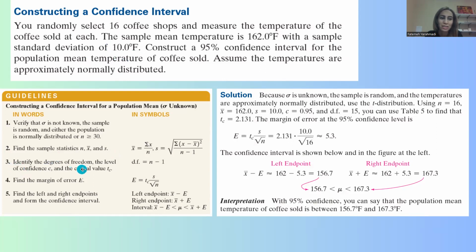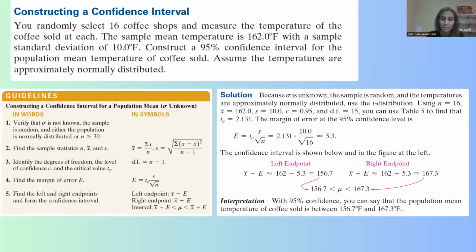Step 3, identify the degrees of freedom, the level of confidence, and the critical value, T sub C. Well, the degrees of freedom is N minus 1. Since N is 16, N minus 1 is going to be 15. C, or the level of confidence, is given to us as 95%. And T sub C, the critical value, is 2.131. Let me show you how to find that number.